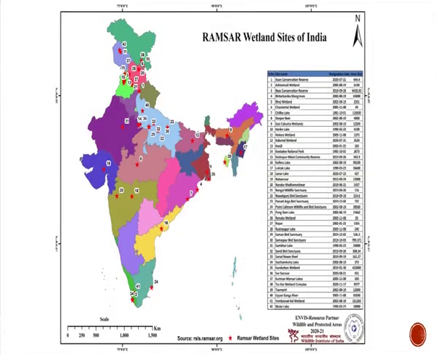Uttar Pradesh has the largest number, with 8 Indian wetlands. Chilka Lake is the largest in India. Renuka Wetland in Himachal Pradesh is the smallest wetland of India. Now, I have given here the names. I will just read down which are the 42 Ramsar wetland sites of India.